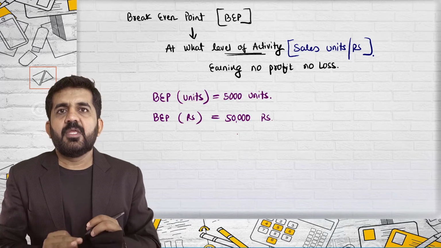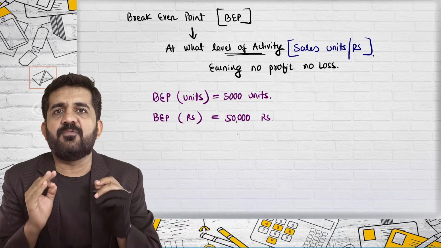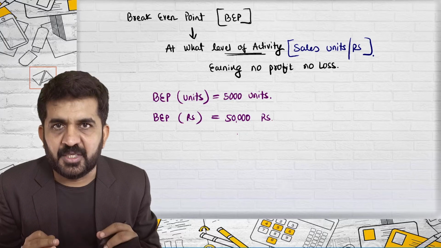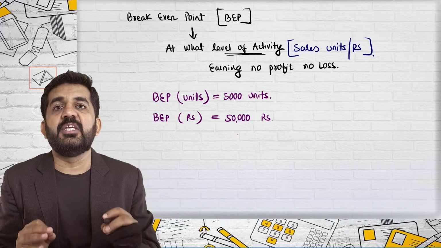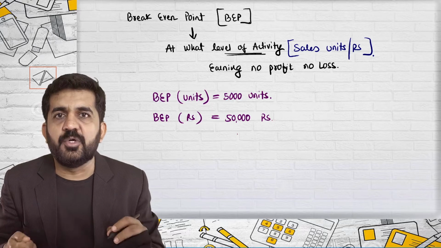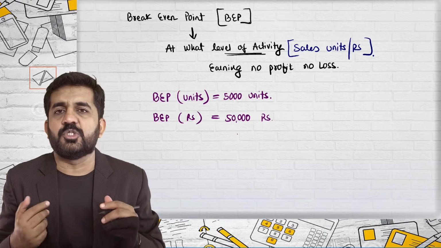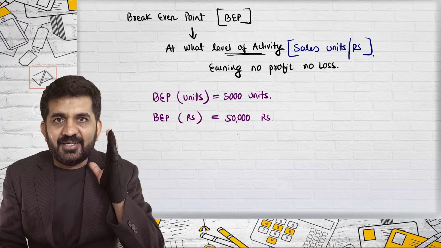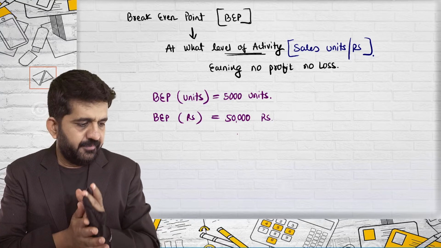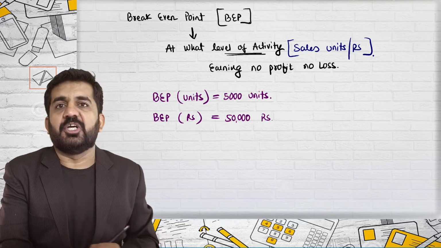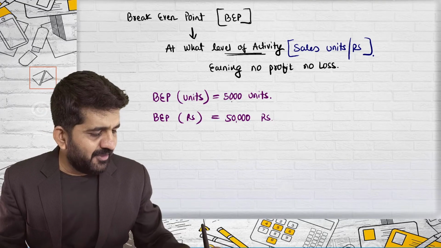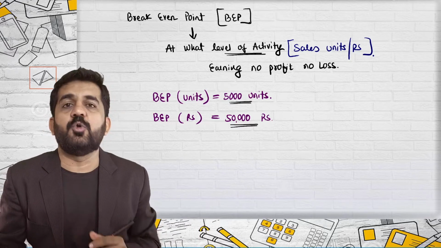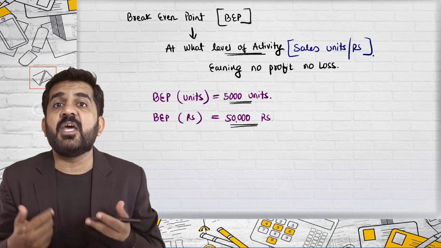What does this mean? If I exactly sell 5,000 units, or if my total sales is 50,000 rupees, I will be earning zero profit. So 5,000 units or 50,000 rupees is my break-even point. At this point, I will be earning zero profit. Now, as an academician, why do we want to have a sale of 5,000 units only? We are not earning any profit at 5,000 units. Why do we need sales of 50,000 rupees? Then why are we finding out this point?